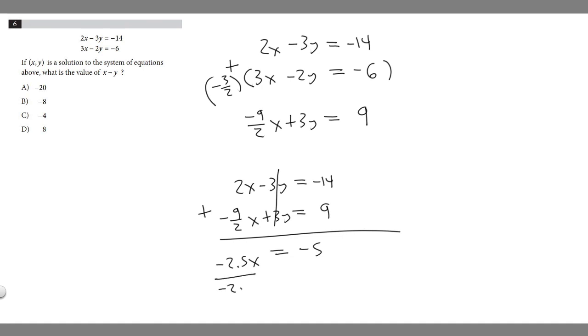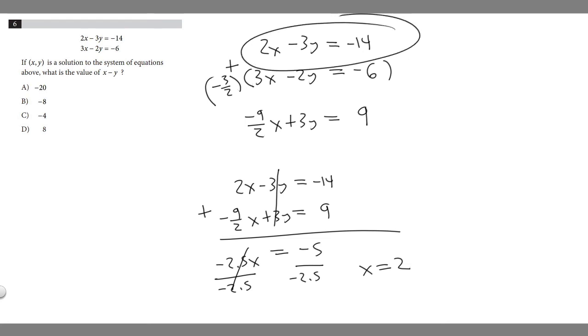If we want to get x by itself, we can divide by minus 2.5. Then we'll get x equals minus 5 divided by minus 2.5, which is just 2. So we get x equals 2, but we need to find x minus y, right? So what we need to do is find y. We can do that by taking our x and plugging it into one of our equations. I'm going to choose the top one here, so I'm going to plug in 2 and solve for y.